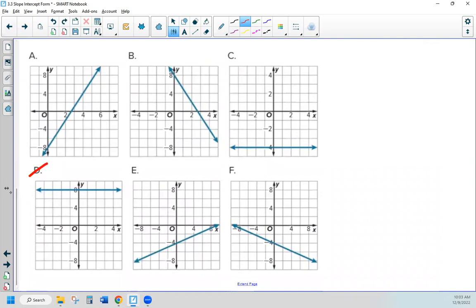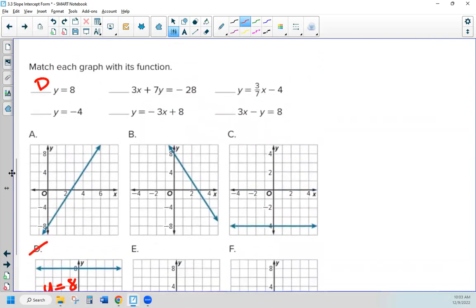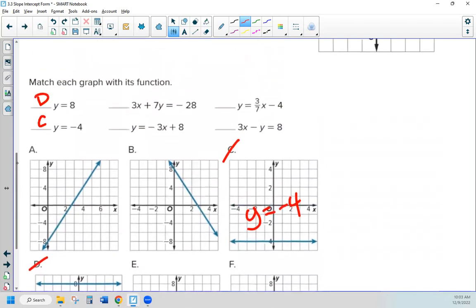So right here, that's my y equals 8. That right there is D. My y equals -4 is another horizontal line, and it's right here. That's the only one. Y equals -4. There is no other horizontal line that I know of, so that is C.